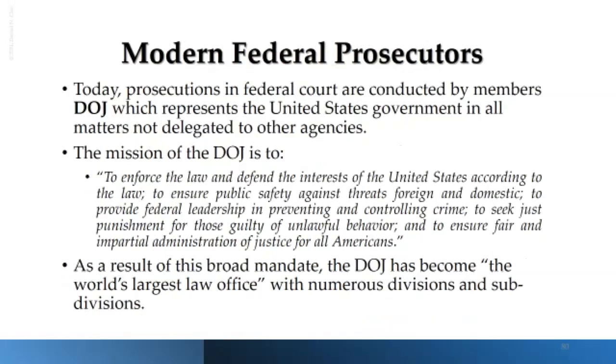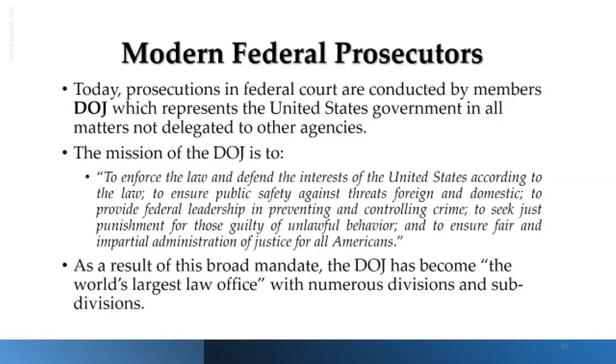So if we kind of jump ahead to today, prosecutors in federal courts are conducted by members of the DOJ, so the Department of Justice. Right, so the Department of Justice represents the government in all matters not delegated to other agencies. So kind of the thought process behind here is, if we think about the criminal matters, we just take a criminal context to this. The DOJ, when you see a court case, right, it will say something like United States versus Smith, if it's at the federal level. If it's at the state level, it might say New York versus Jones, right?